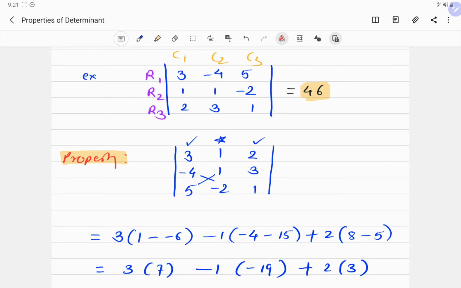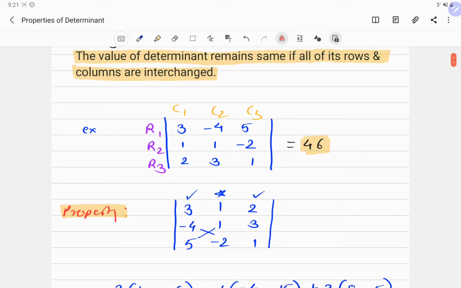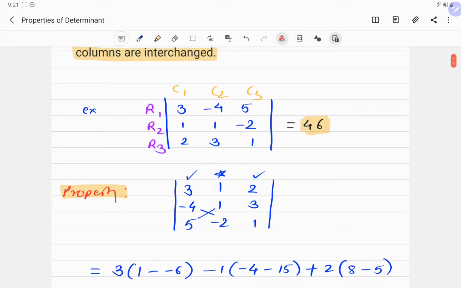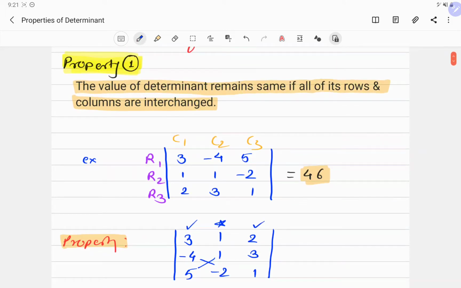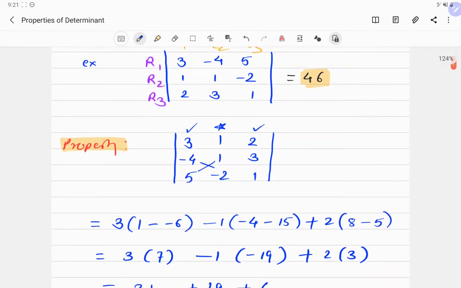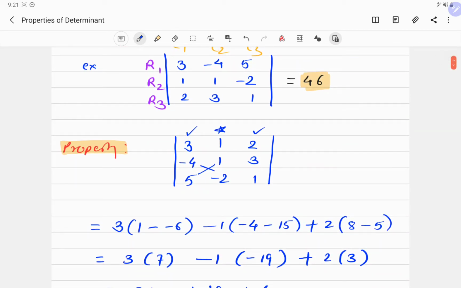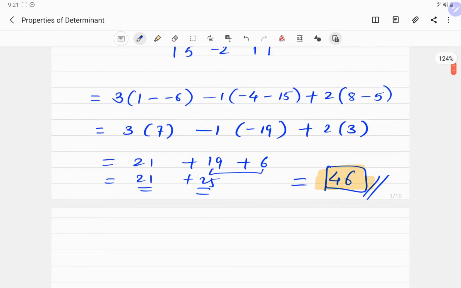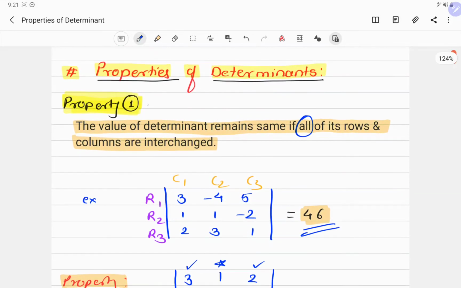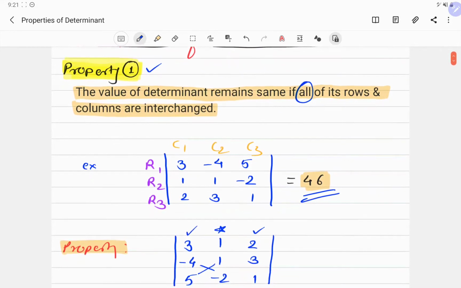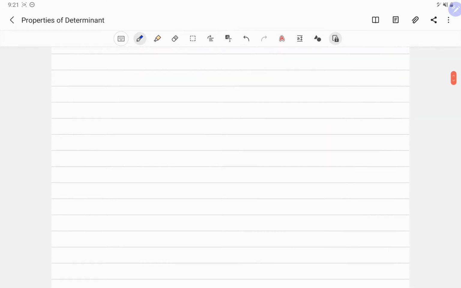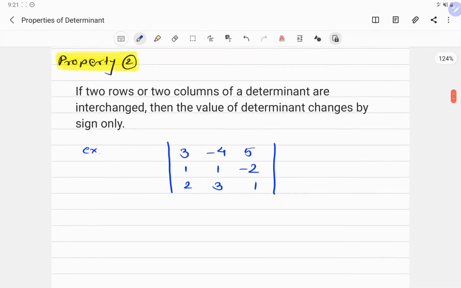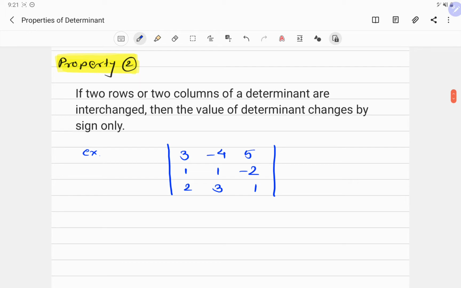So in the sense, they want us to change all the rows and columns of a determinant. Here I am focusing on the word all. If you interchange all the rows and all the columns of a determinant, then the value of the determinant remains the same. So that's all about property number 1. Once again, if you interchange all the rows and columns of a determinant, then the value of the determinant remains the same. Now let's understand property number 2.